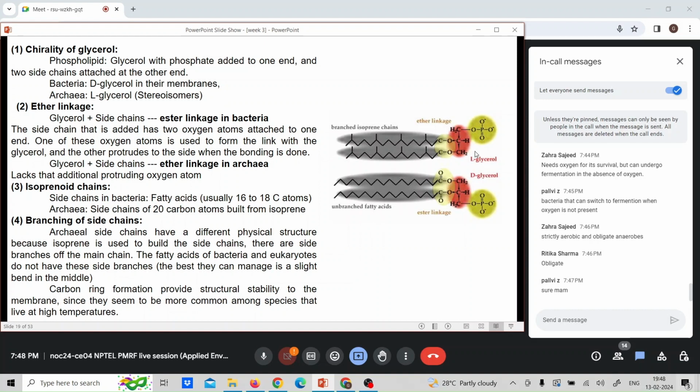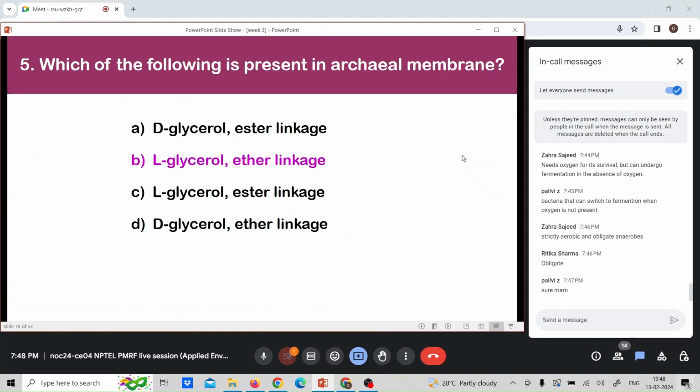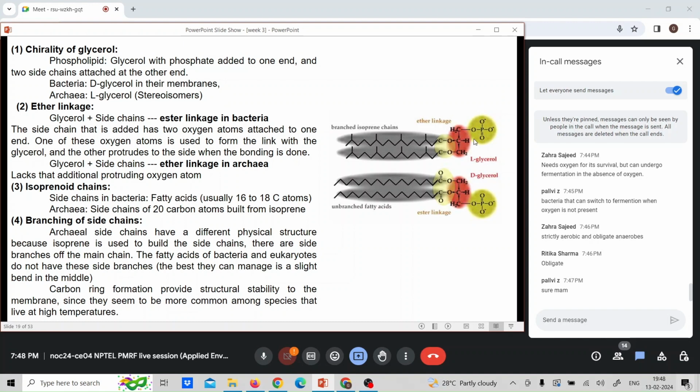You can see that there is a presence of L-glycerol. That was the question, right? L-glycerol and ether linkage is present in this RKL membrane. So the top part here is the RKL membrane and the bottom part is the bacterial membrane. You have glycerol and you can see the orientation. You know that D and L are isomers, right? So you can see there is a difference in orientation.